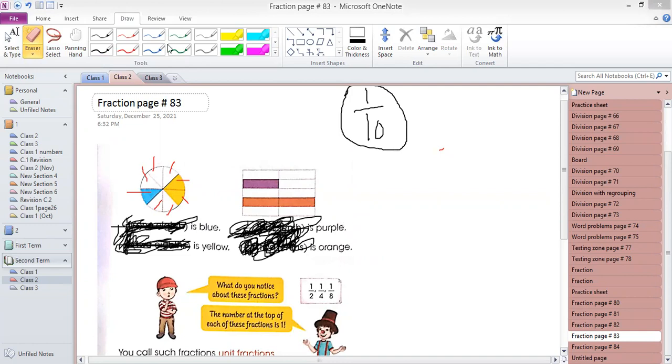Why 1/10? Because there is 1 out of 10. Purple is 1 out of 10. And when you read it, you read the numerator as a cardinal number, ONE, and the denominator as an ordinal number, which is TENTH. So it will be read as 1/10.